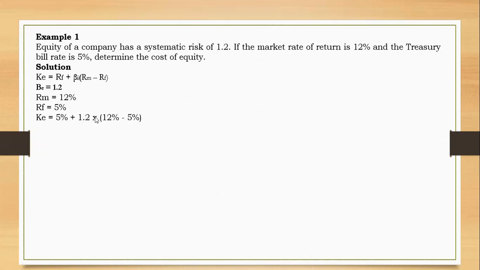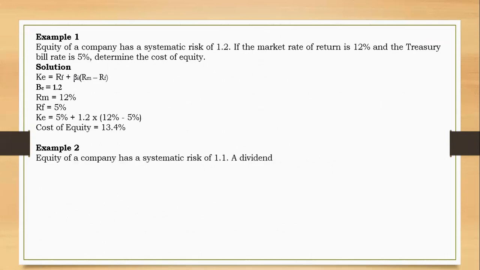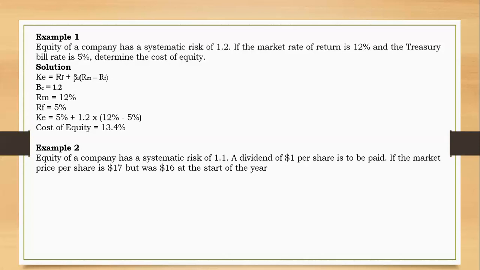7 times 1.2 is 8.4, 8.4 plus 5, I would have the cost of equity at 13.4, and everything would be fine. Now let's go to example 2 here. We are told the equity of a company has a systematic risk of 1.1, and then a dividend of $1 per share is to be paid. If the market price per share is $17, but was $16 at the start of the year, and the treasury bill rate is 4%, determine the cost of equity.